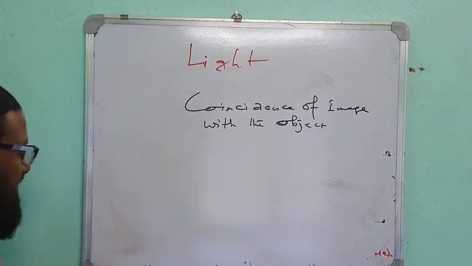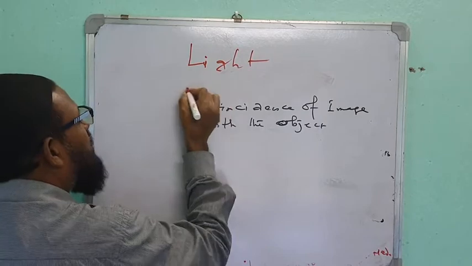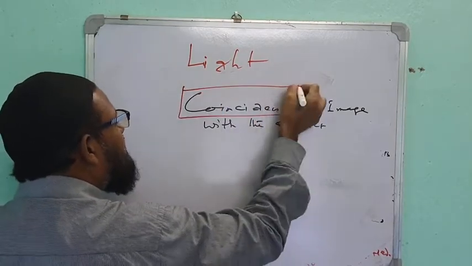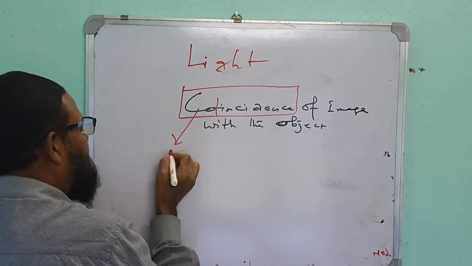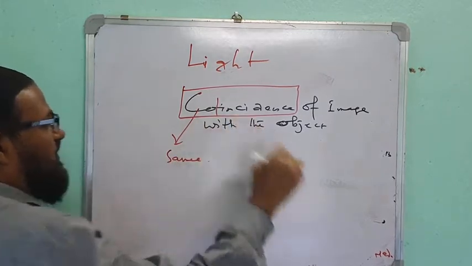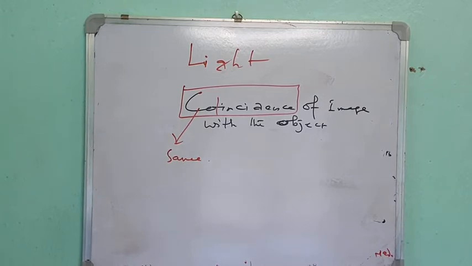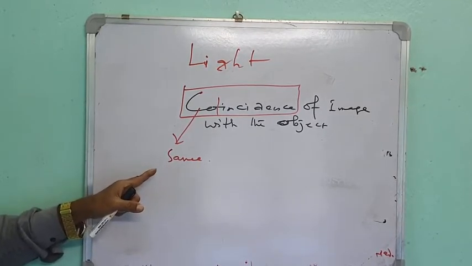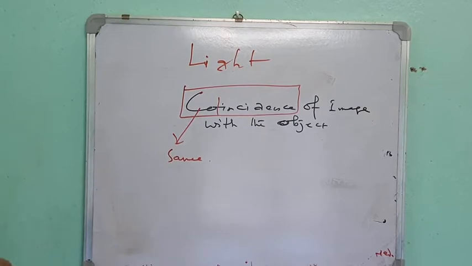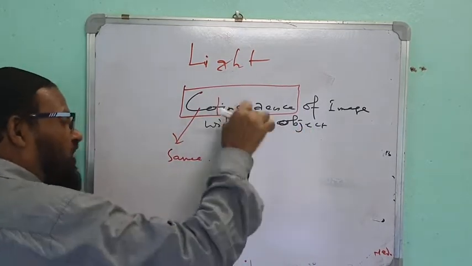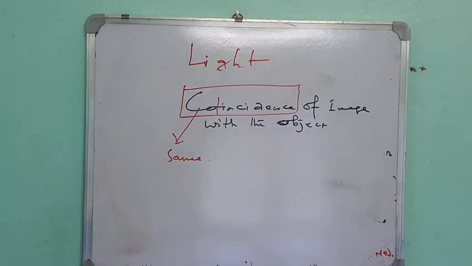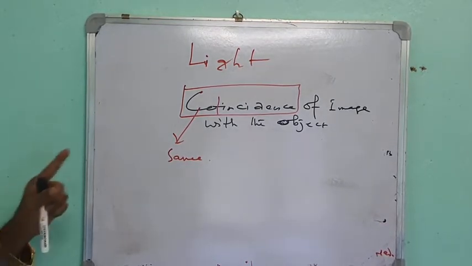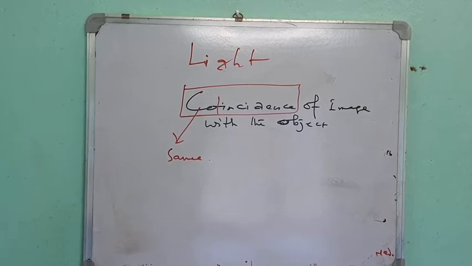Please, I am separating the word coincidence. Co, what is the meaning of co? Same. Image and object will be at the same point. Co means same, incidence. Coincidence: image and object will be on the same point. Ultimately, what is the meaning of coincidence? Object and image will be on the same point.